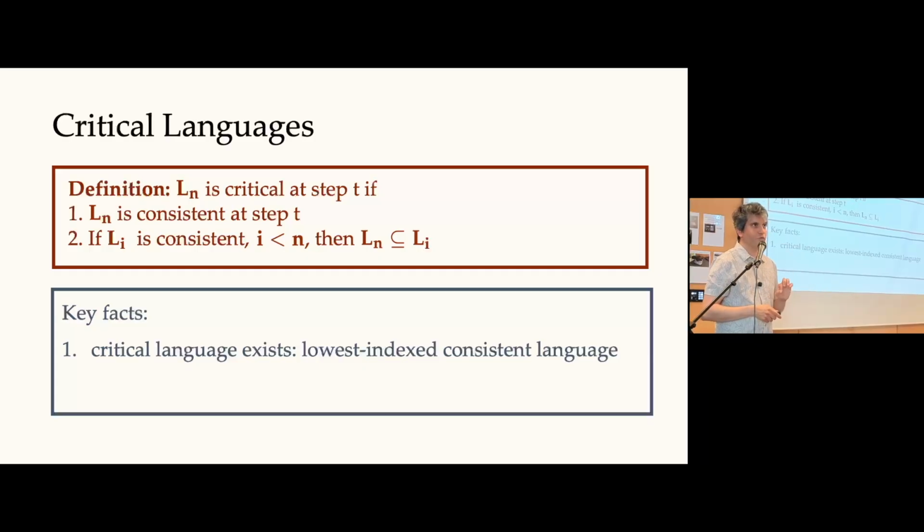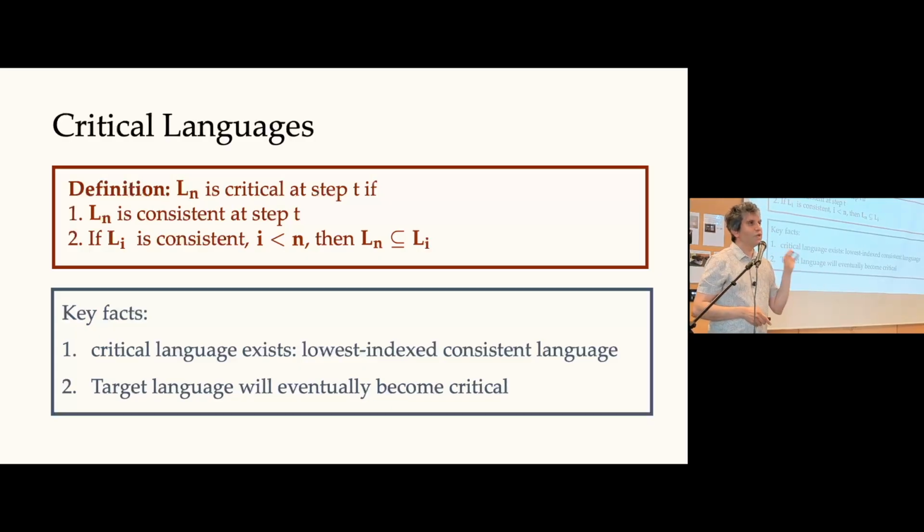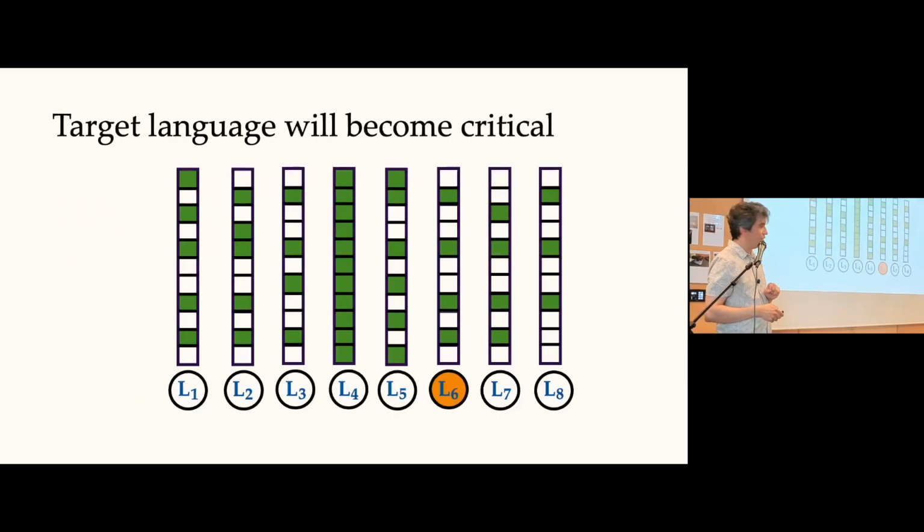Okay, so here are a few important facts. A critical language always exists. Why? Just look at the lowest index consistent language. There must be a consistent language because the true language is consistent. Look at the lowest index consistent language, that must be critical. And number two, the target language will eventually become critical. Okay, and this is a key point, and let me try to illustrate that.